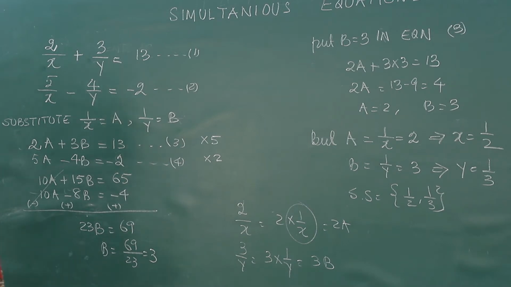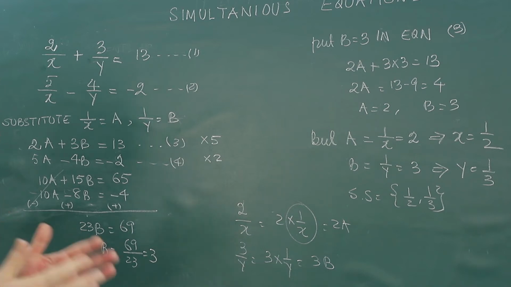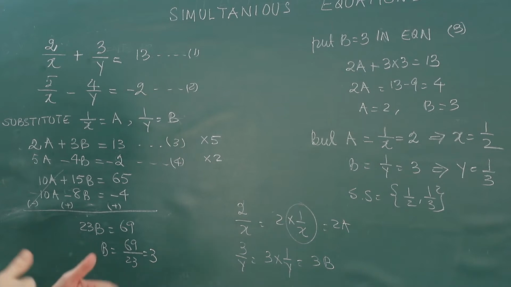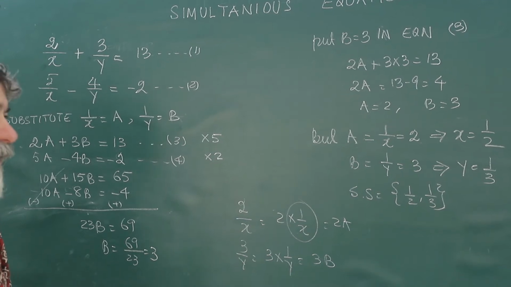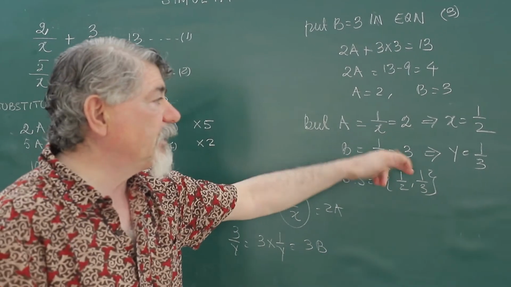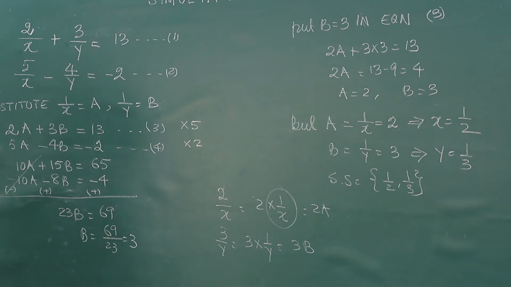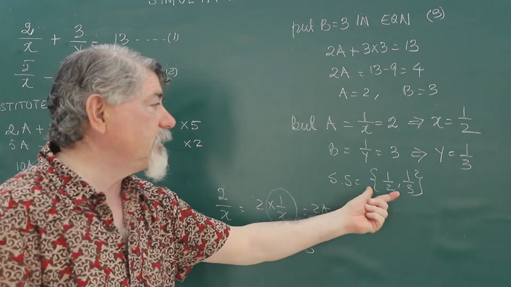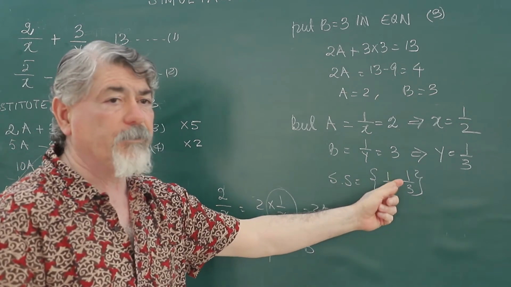Similarly, b is 1 upon y is equal to 3. So to find out the value of y, I must take y to the numerator. So I reverse the ratio. 1 upon y, I make it as y upon 1. So this 3 will become 1 upon 3. So the value of x is 1 upon 2 and the value of y is 1 upon 3. So your solution set is 1 upon 2, 1 upon 3.